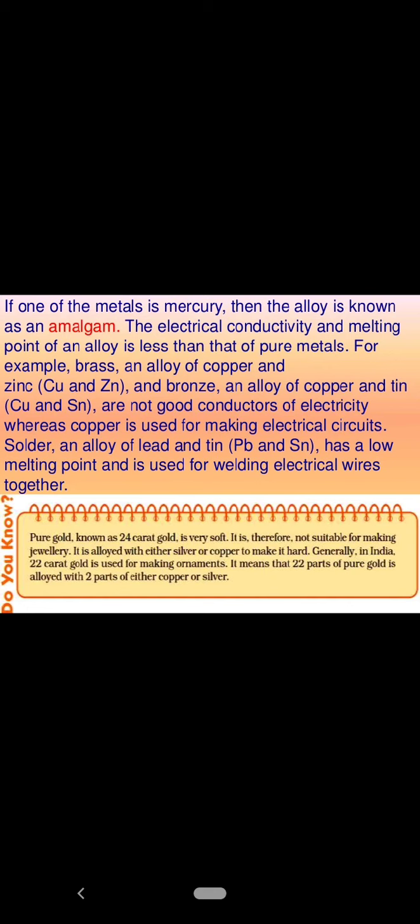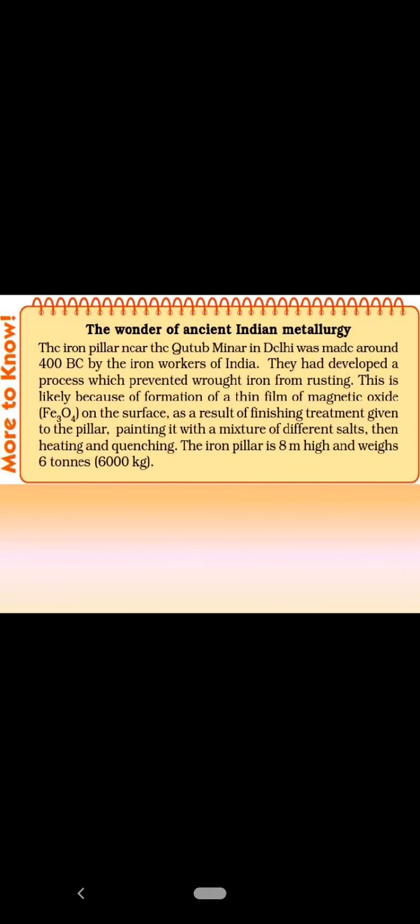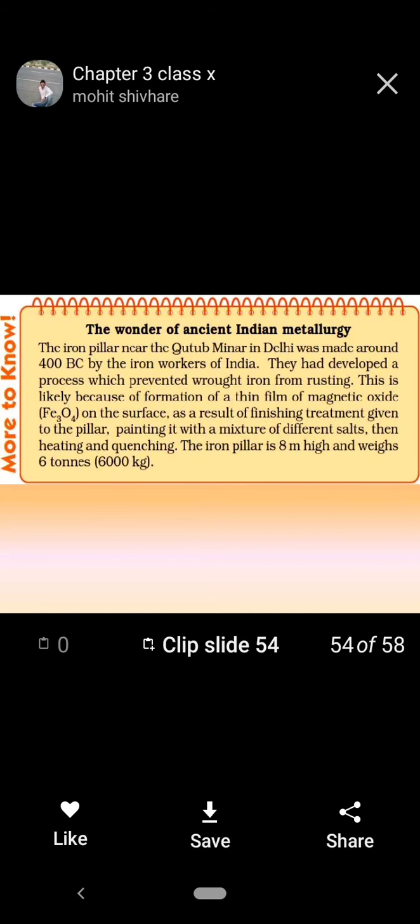Thus, we can say that solder, an alloy of lead and tin, has a low melting point and is used for welding electrical wires together. We have ended our lesson number 3.